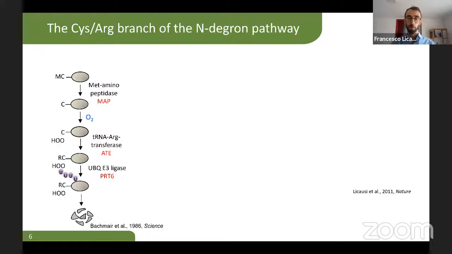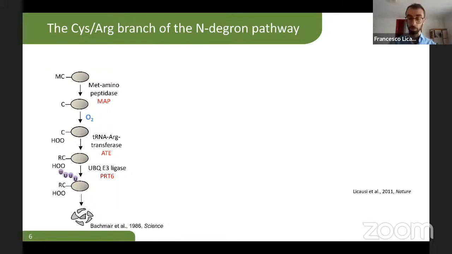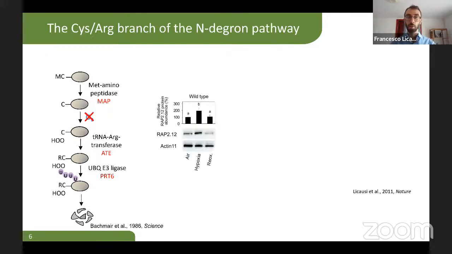So this was sort of my eureka moment when I realized that this matched perfectly with my ERFVII transcription factors. And this was the first time that an in vivo substrate was hypothesized. Before, all the research was done only with synthetic reporters. So we tested whether indeed preventing oxygen access to cells would stabilize these transcription factors. And here you see one of them called RAP2.12, and we could indeed verify that hypoxia stabilizes this protein and reoxygenation instead favors its degradation.